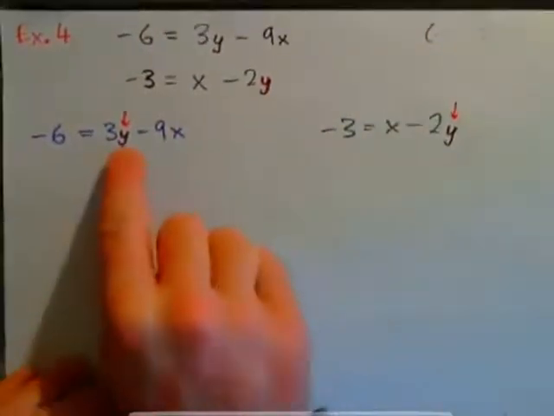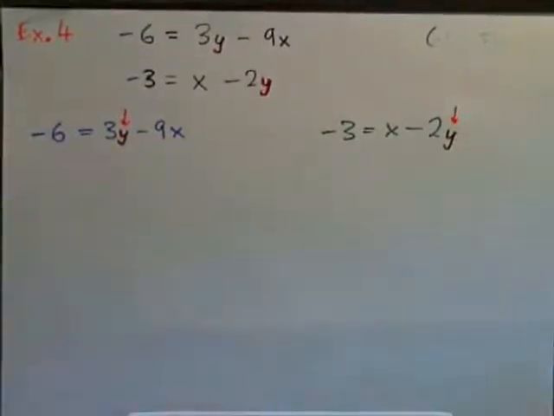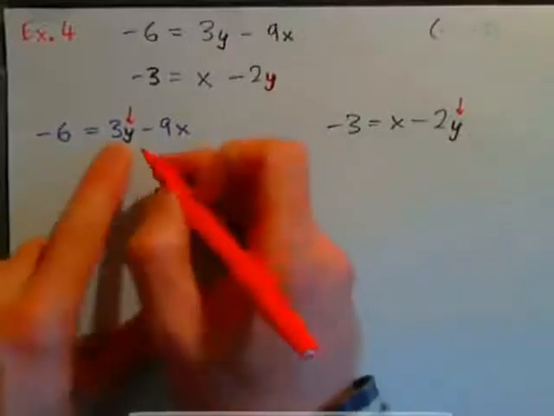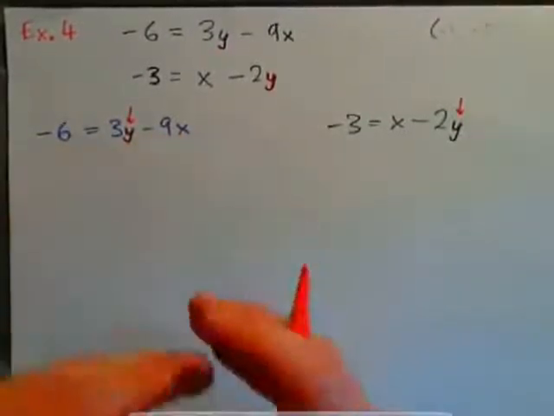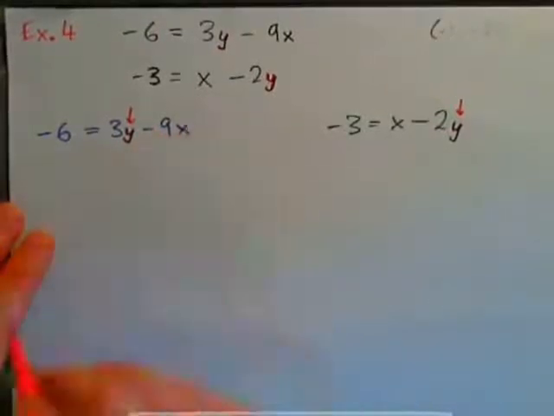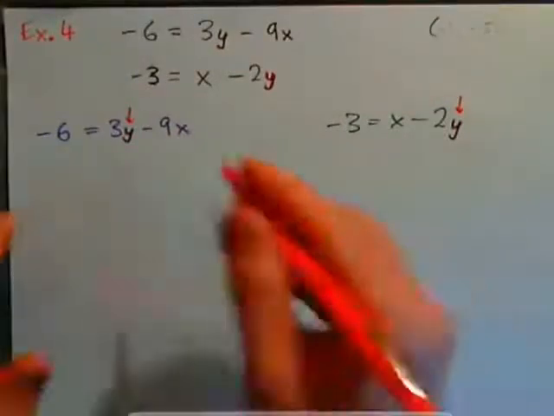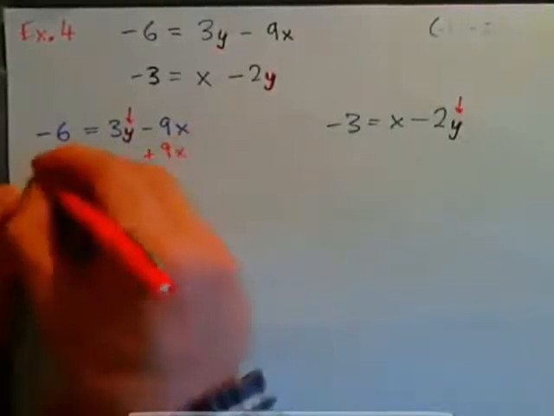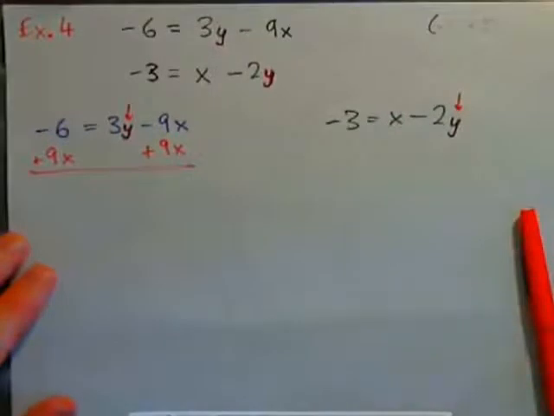Now, of course, my y is all the way on the right-hand side. It's not even on the left-hand side. But in any case, we can just get y by itself. Y is being multiplied by 3, then 9x is being subtracted. So the last operation is subtract 9x, so that's the one we're going to undo first. How do you undo subtracting 9x? Do you add 9x to both sides, right? Add 9x to both sides.